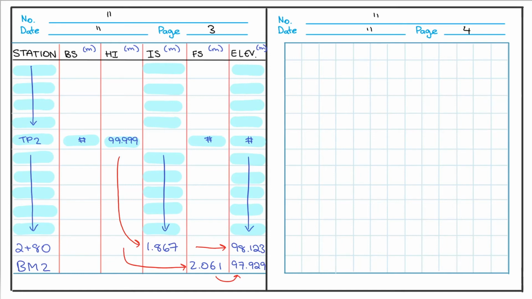In this case, the known elevation of the benchmark is 97.949 meters. Since our observed elevation was 97.929 meters, then our error in our survey was 20 millimeters. To determine whether this is acceptable, we look at the requirements for the survey.